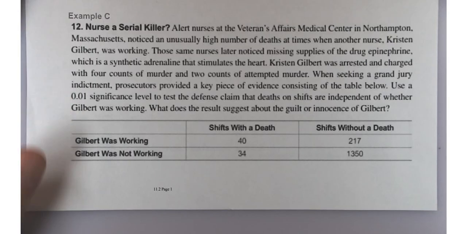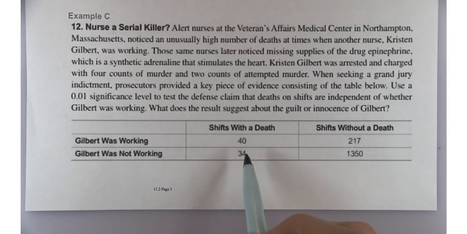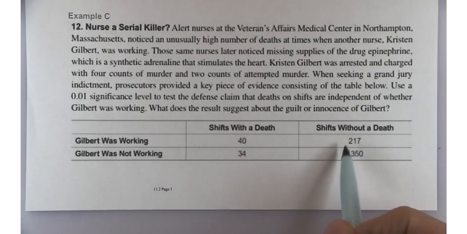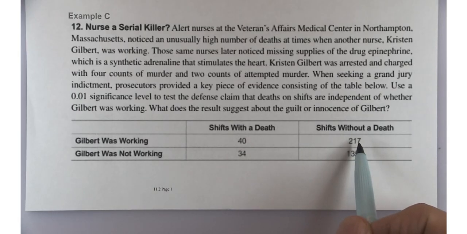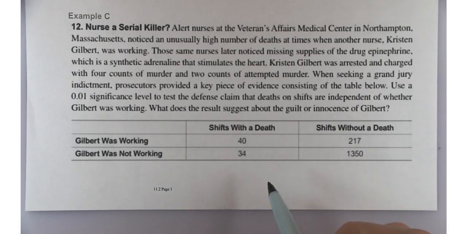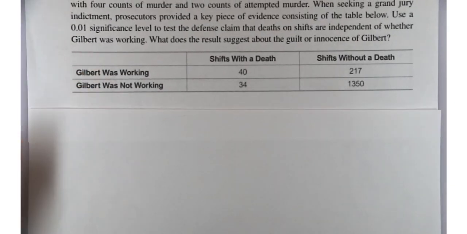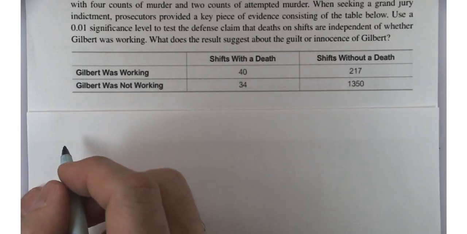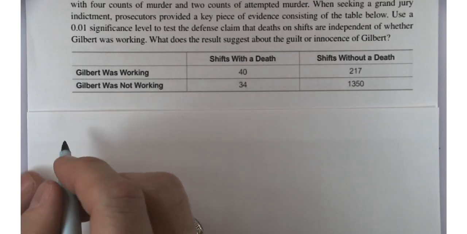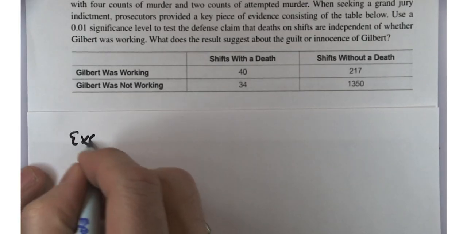And take a look at this. There's more deaths when she was working, the 217 shifts when she was working, as opposed to 1,350 shifts when she wasn't working. That looks pretty bad. That looks really bad. And now this evidence, like I said, was used in the grand jury trial. So let's move on then. Let's do our hypothesis test of these two. And then I'm going to have a follow-up question that I want you to discuss. So example C.